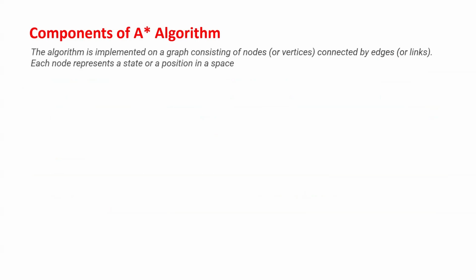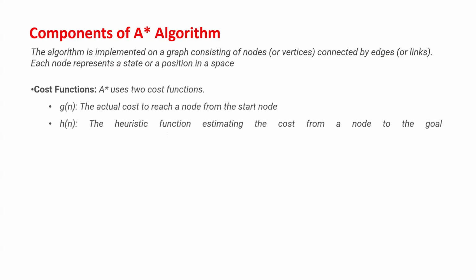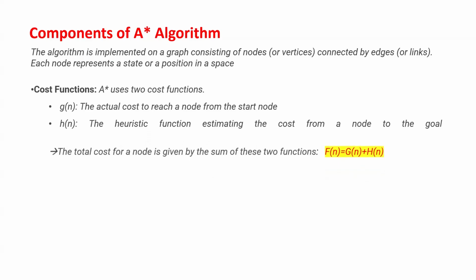So, let's begin with the components of the A-star algorithm. The algorithm is implemented on a graph consisting of nodes connected by edges. Each node represents a state or a position. Then we have the cost function. A-star uses two cost functions, as we have discussed: g of n and h of n. g of n is the actual cost to reach a node from the start node, and h of n is the heuristic function estimating the cost from the node to the goal. So that is the formula.